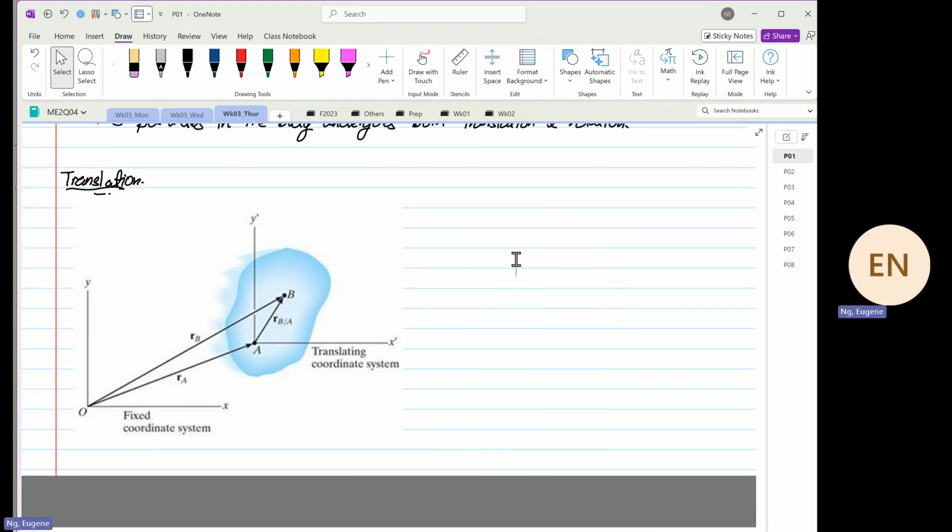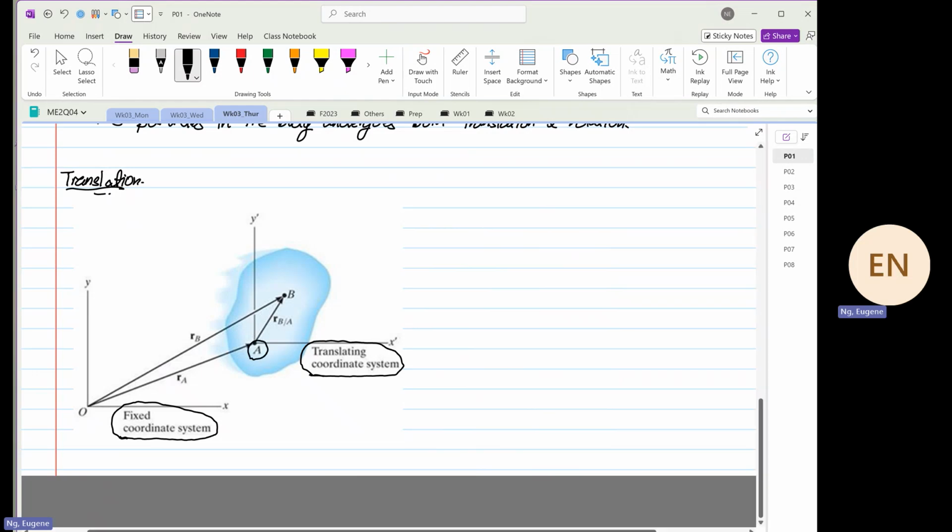Okay, so over here, you have this diagram, yes or no? Yes. Okay. So over here, you have a fixed coordinate system. Fixed coordinate system means by all means, this coordinate system will not move at all, i.e. this is your frame of reference. Are we clear? It will not move at all. And then the next one is the translating coordinate system. The translating coordinate system is relative to point what? A. Wherever point A moves, the translating coordinate system moves along with it.